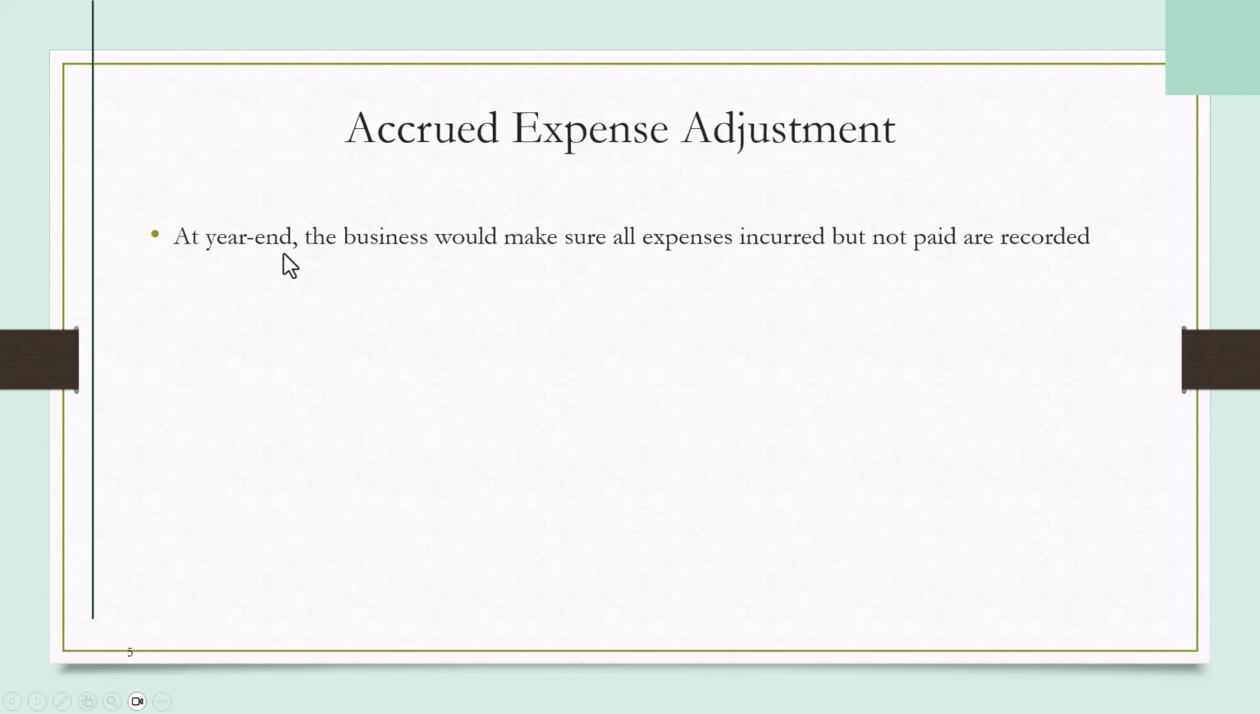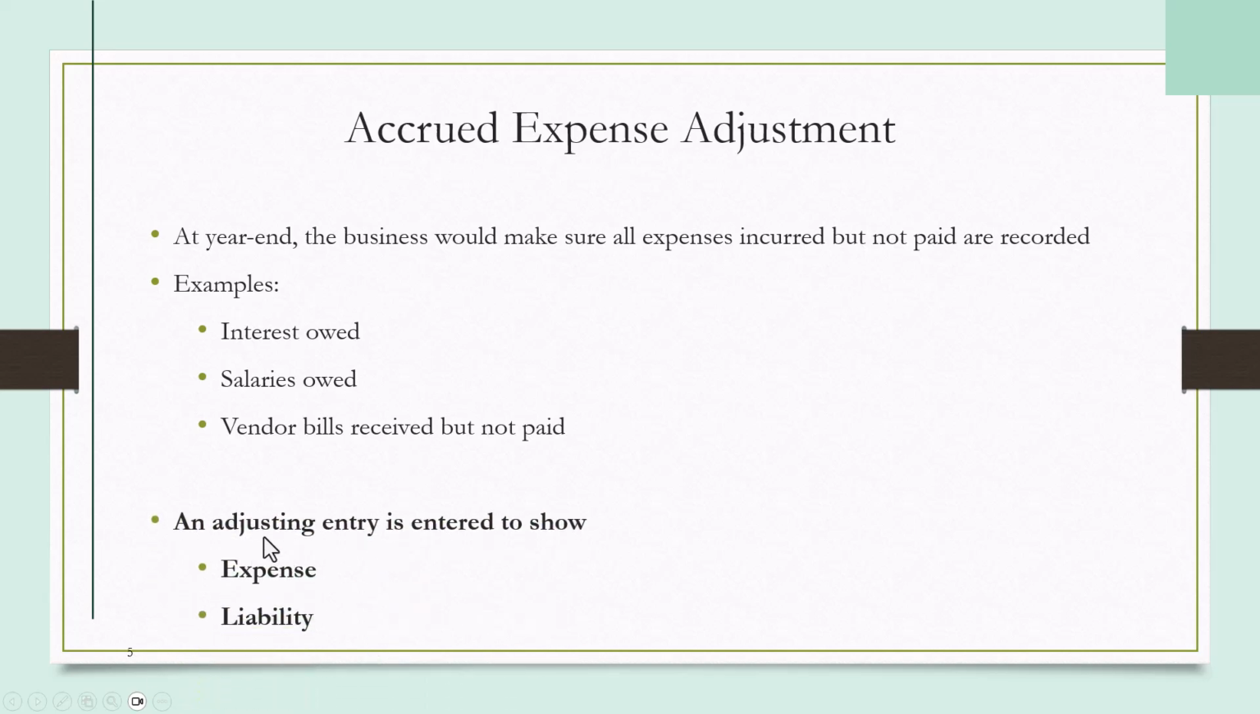What would happen is at year end, the business would look through their records and look for any expenses that they've incurred, but they haven't paid yet. And they would want to make sure that these expenses are recorded. Some examples of situations you might see are interest owed on loans, salaries owed to employees, and any vendor bills for expenses that they've received but haven't paid yet.